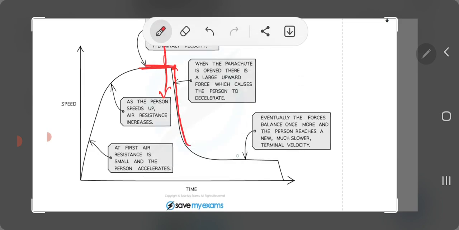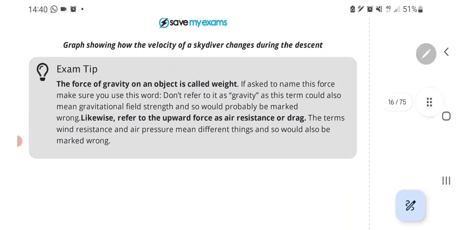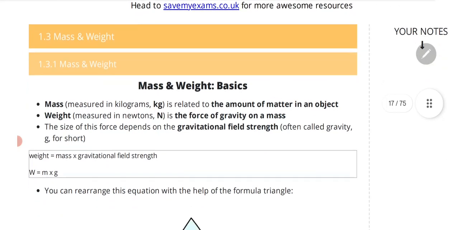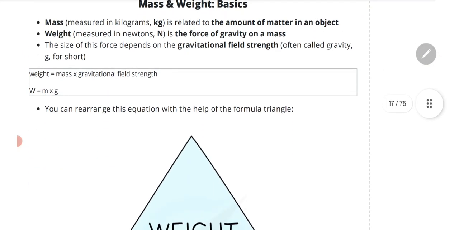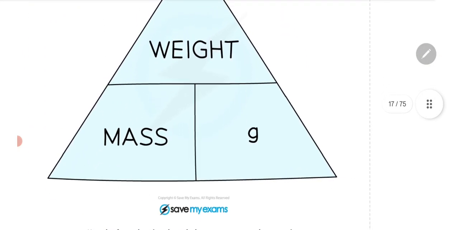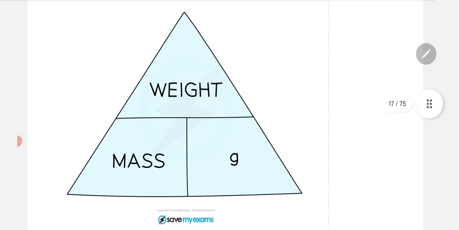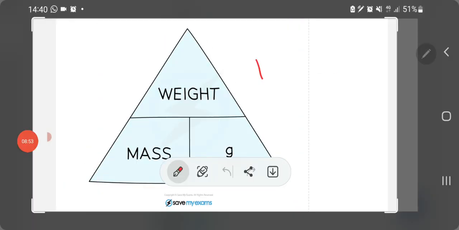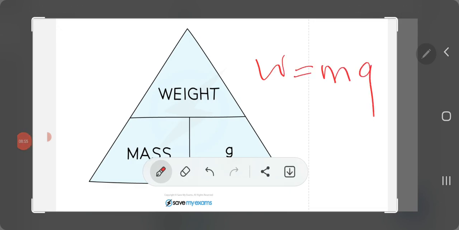After a particular time, upward forces are balanced and you can see that object again moving with the terminal velocity. I hope this one is very clear to all of you. Mass and weight, the very important relation between them: you can easily find the weight by using the formula weight is equal to m times g, where g is the gravitational field strength. It depends on the mass of the planet.